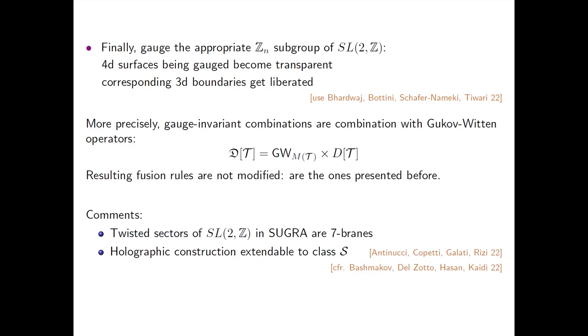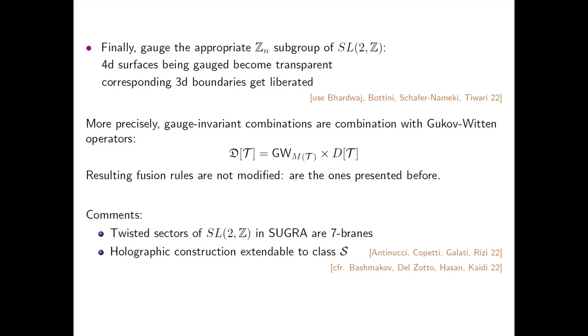Let me make two comments. One comment is that these SL2Z defects that we are using in supergravity are in fact nothing else than seven-branes, because a seven-brane is precisely a codimension-two locus where, as you go around, there is a monodromy for the axio-dilaton. So you can reinterpret these defects in the full string theory as seven-branes, because they are not D7-branes, they are more general seven-branes.